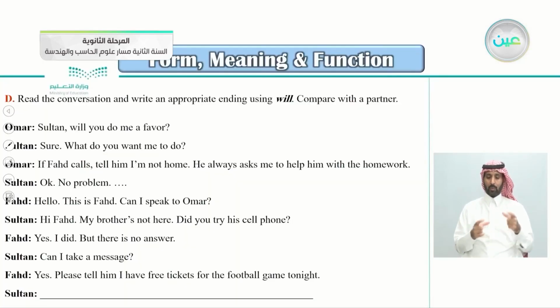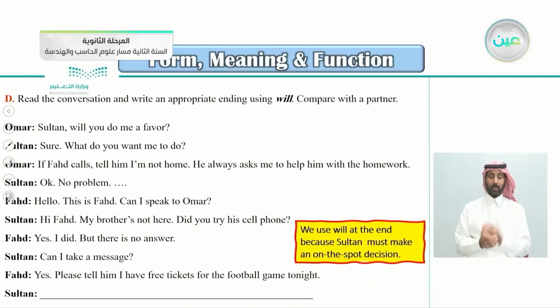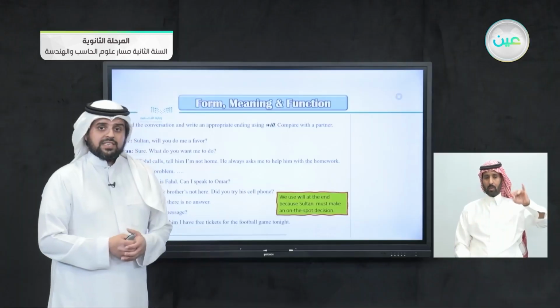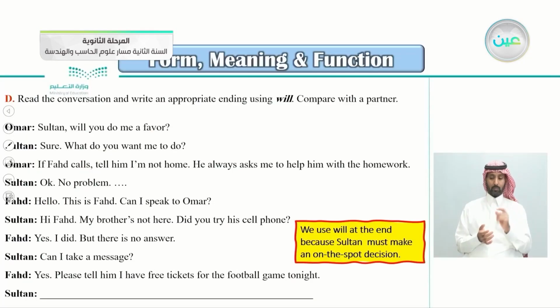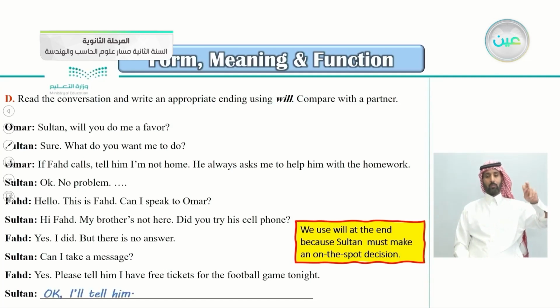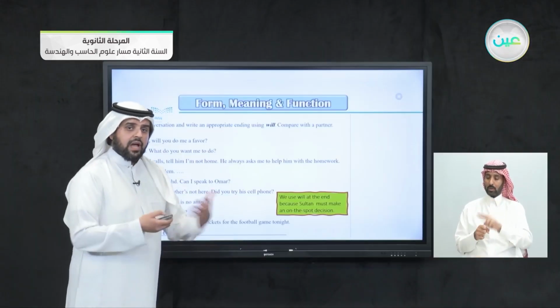So what will Sultan's reply be? And remember, use will. Of course, you can answer as you like. Also, remember, we use will at the end because Sultan must make an on-the-spot decision. We use will here because it's a spontaneous decision made on the spot. For example, I've written, okay, I'll tell him. Maybe he'll say, okay, I will go, and so on.